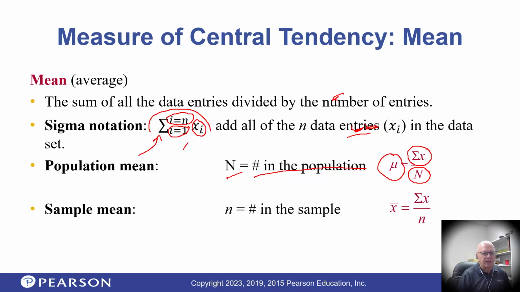Now, didn't I tell you this wouldn't be confusing? The sample mean. Well, yes, it has a different name, but the calculation is pretty much the same. You're going to add all the x's, divide by how many are in the sample, and we call it x bar. That's the mean for the sample.